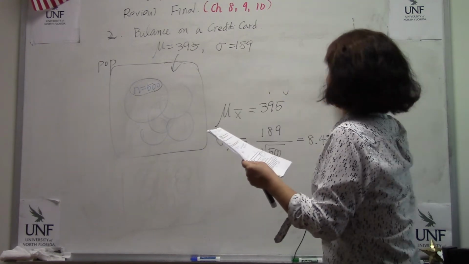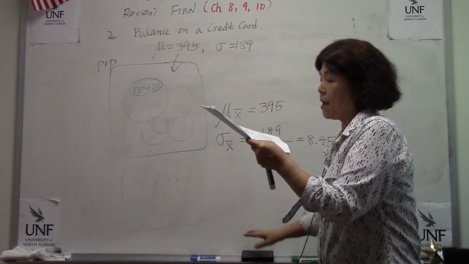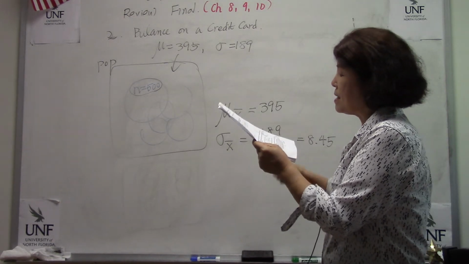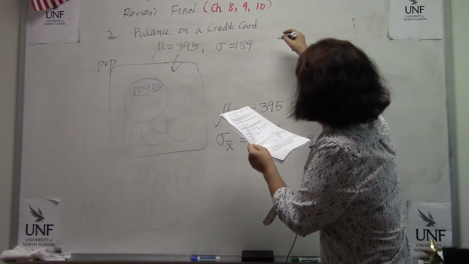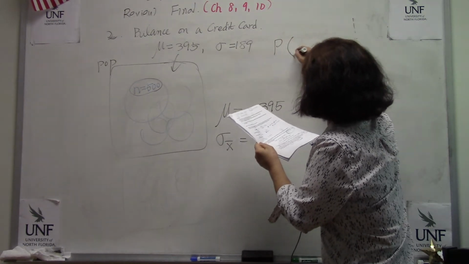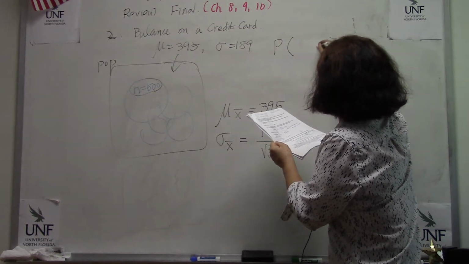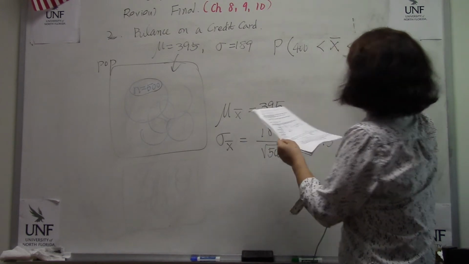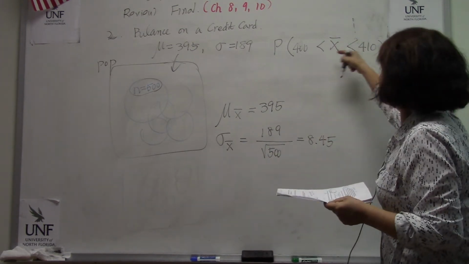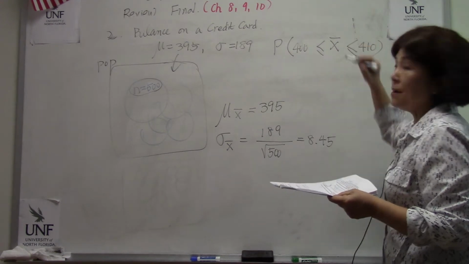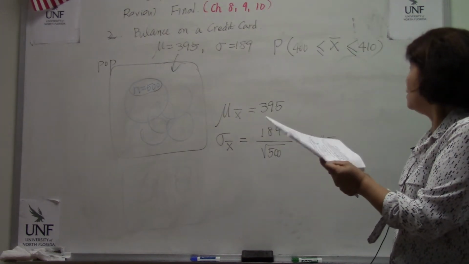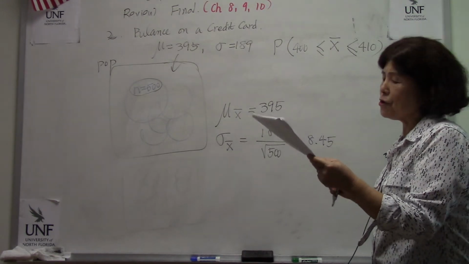Okay, so A is, what is the probability that the sample mean is between 400 and 410? So sample mean is greater than 400 and less than 410. Okay, of course you can put an equal sign over here, it doesn't matter. Okay, it doesn't change the probability at all. So what do you do?